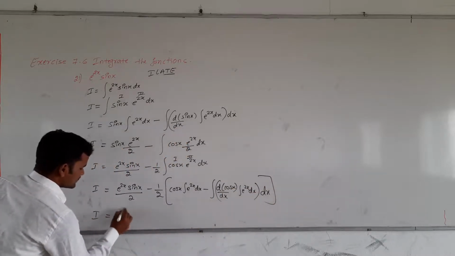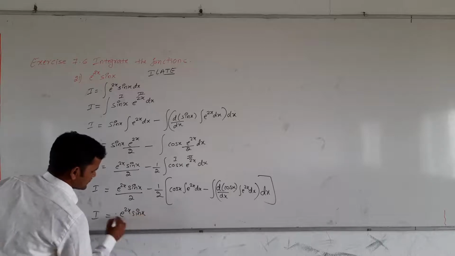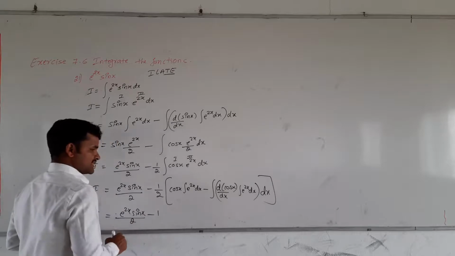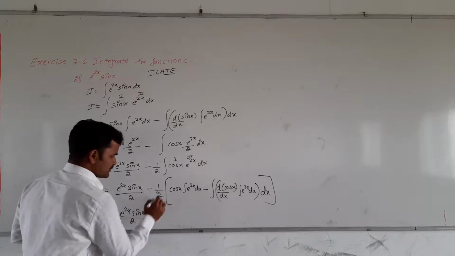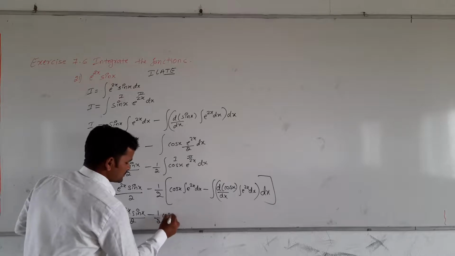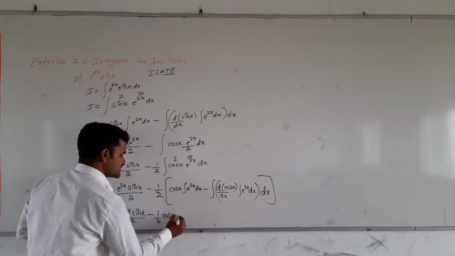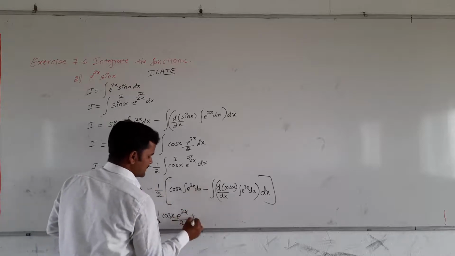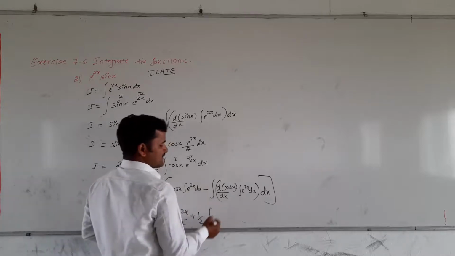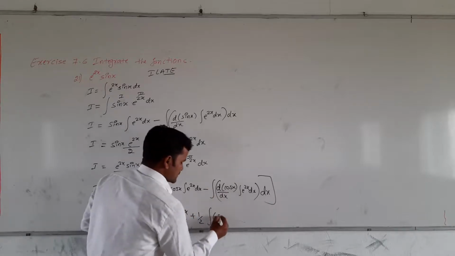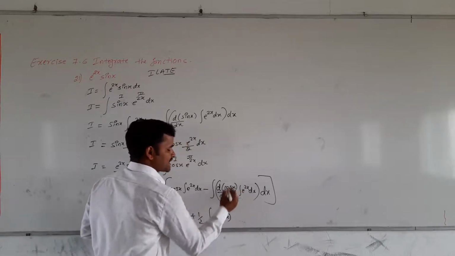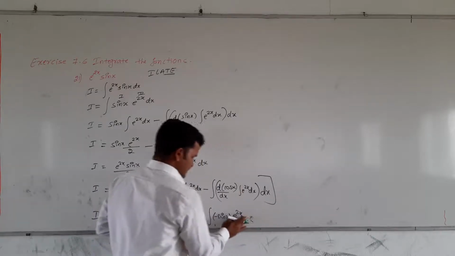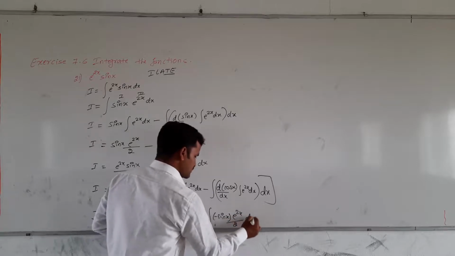I is equal to e raised to 2x into sin x by 2 minus 1 by 2, which will get multiplied with all the terms. Minus 1 by 2 into cos x into e raised to 2x, the integration being e raised to 2x by 2. Then minus 1 by 2 into minus 1 is plus 1 by 2 into the integral of the differentiation of cos x, which is minus sin x, into the integration of e raised to 2x, which is e raised to 2x by 2, into dx.